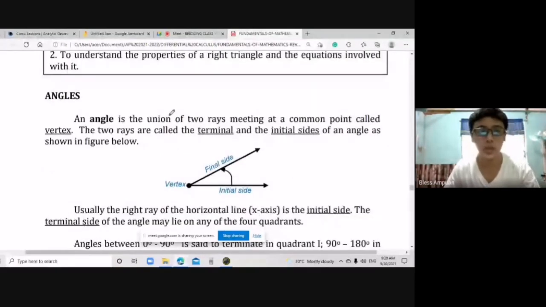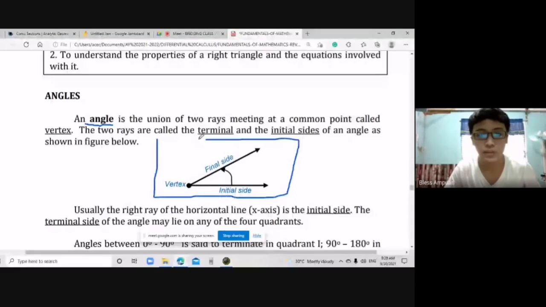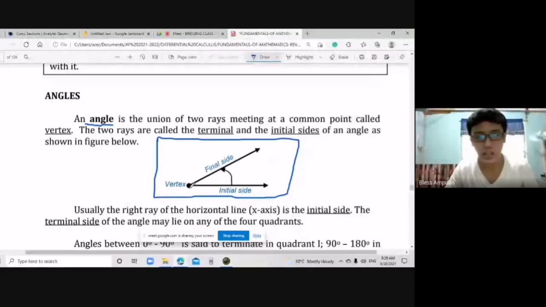We know that in trigonometry, one of the first things that you must know is the angles. When we say an angle, it is the union of two rays meeting at a common point called the vertex. The two rays are called the terminal and the initial sides of an angle as shown in the figure. So here is a figure that will suffice the definition. When there are two rays meeting at some point, this point is called the vertex. So this is the terminal side and this is the initial side. That's how an angle is formed.